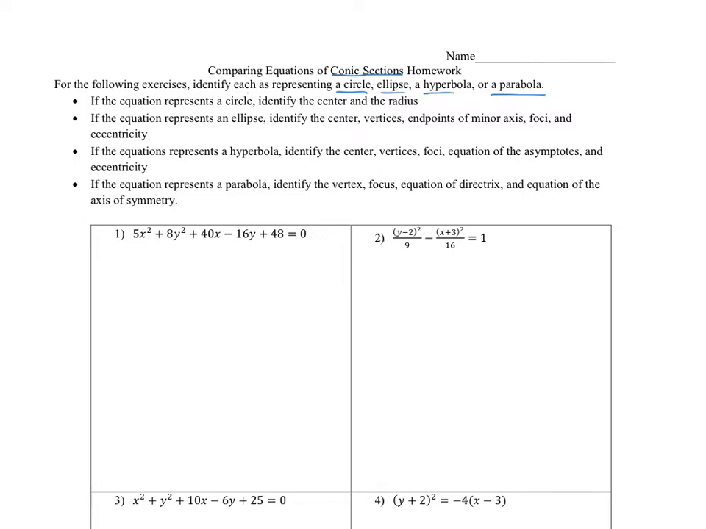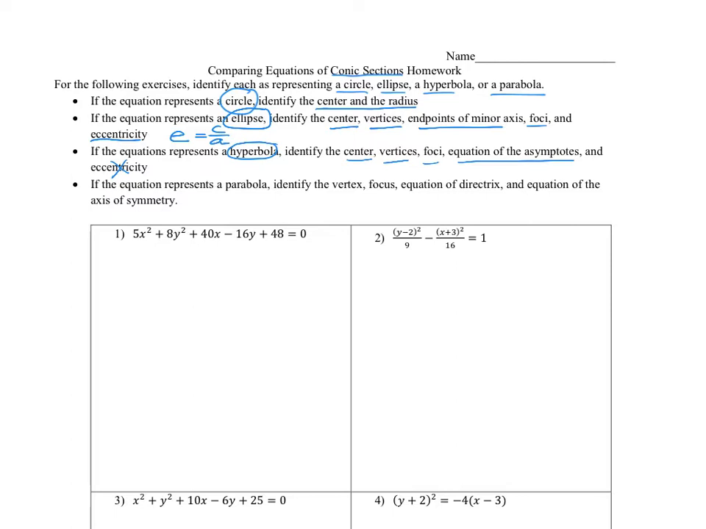If the equation is a circle, remember the key features would be having a center and a radius. If it's an ellipse, you're going to identify the center, the vertices, the endpoints of the minor axis, the foci, and then we can also find eccentricity. So remember that eccentricity is the distance to the focus over the distance to our vertex. If you end up having a hyperbola, you're going to identify the same thing, center and vertices and foci, but also the equations of the asymptotes, and we're going to actually skip out on that eccentricity for a hyperbola.